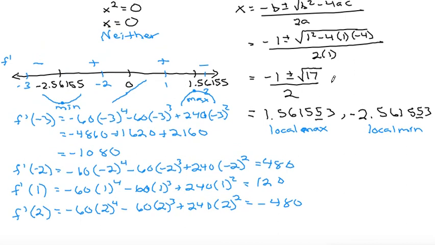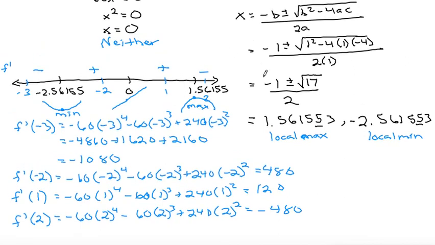And there we go. We have 3 critical points, the negative 2 number, the 0 number, and the 1.56 number. And we have 3 different classifications, a local min, neither, and a local max.